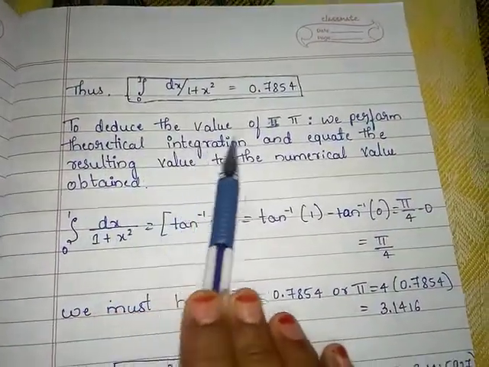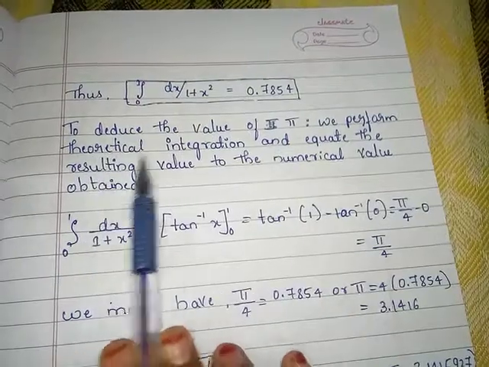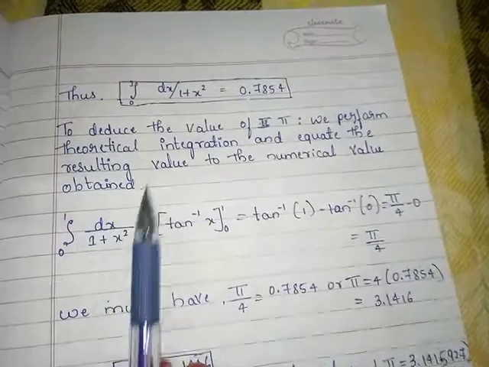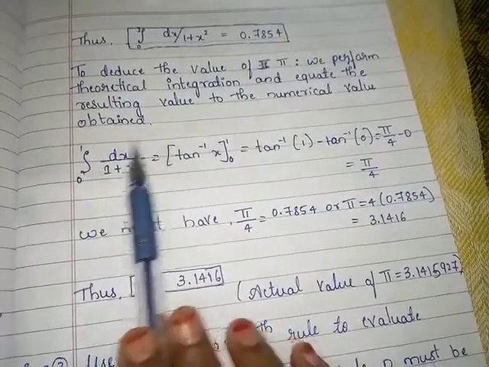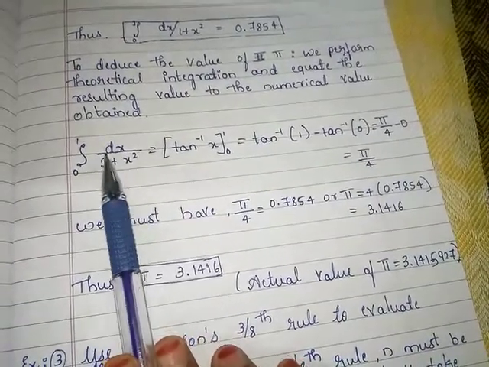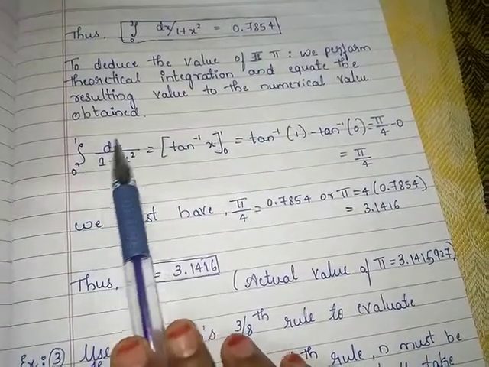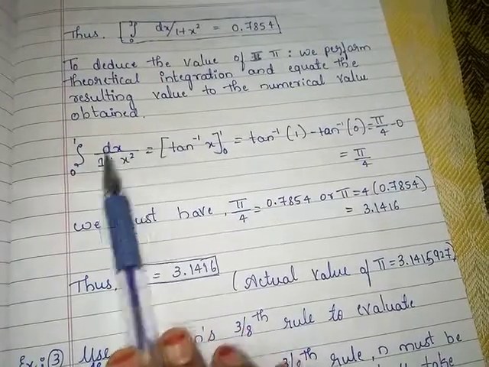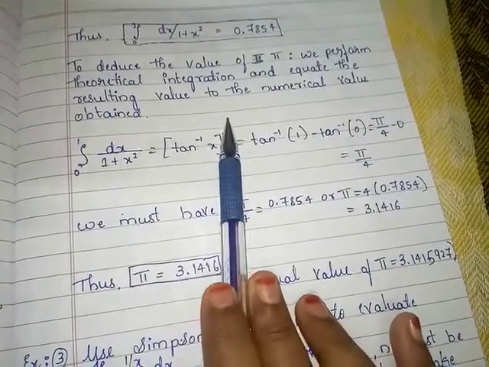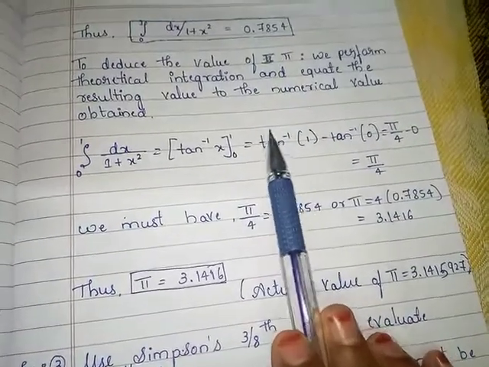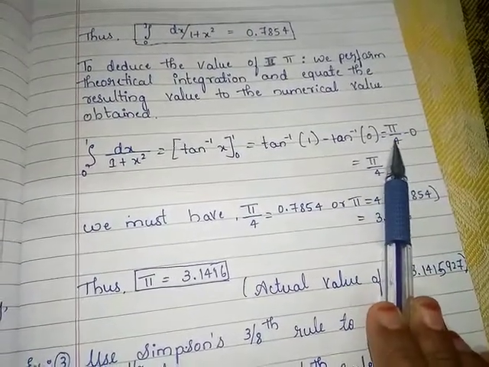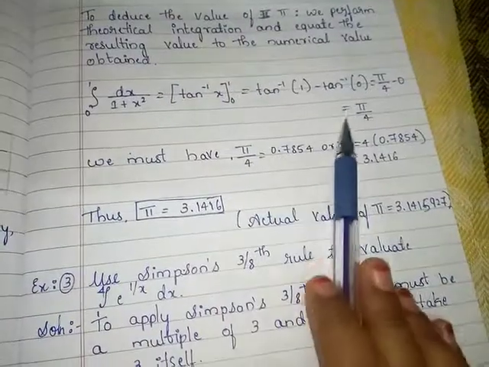Next we have to find the value of pi here. To deduce the value of pi, we perform a theoretical integration and equate the result to the numerical value. Integration from 0 to 1 dx divided by 1 plus x square is equal to, we know that integration of dx divided by 1 plus x square is tan inverse of x. Here limits are 0 to 1, just apply the limit. Tan inverse of 1 minus tan inverse of 0, which is equal to pi by 4.